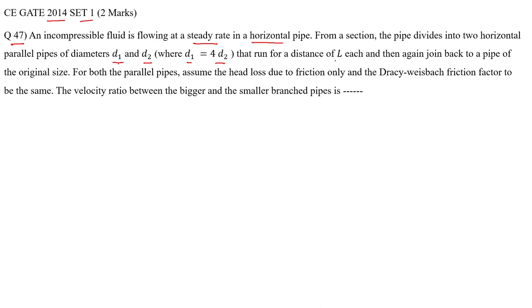And they run for a distance of L each. Here the length of both pipes is the same, and they again join back to the pipe of original size. For both parallel pipes, assume the head loss is due to friction only, and the Darcy-Weisbach friction factor to be the same, and compute the velocity ratio between the bigger and the smaller branched pipes. So what is the bigger pipe? That is pipe 1, and the smaller one is pipe 2. So the question is to compute V1 by V2.